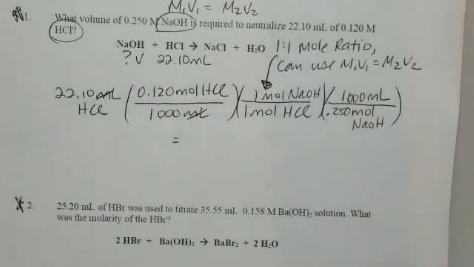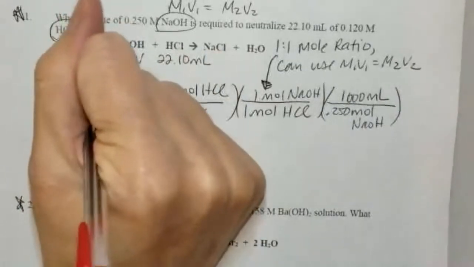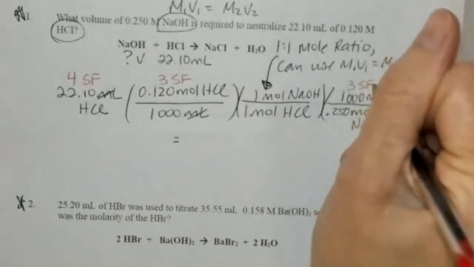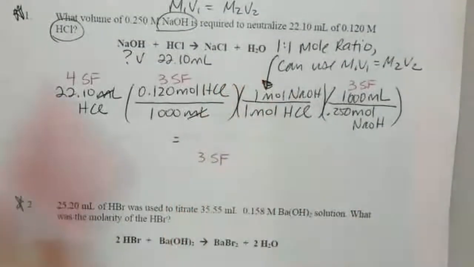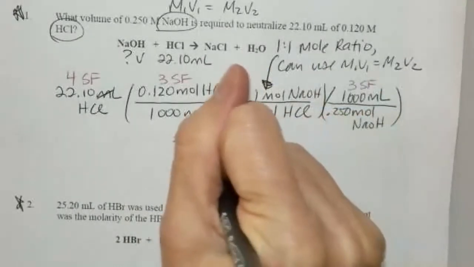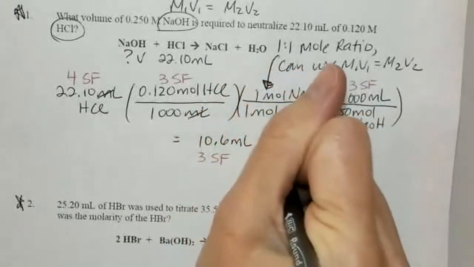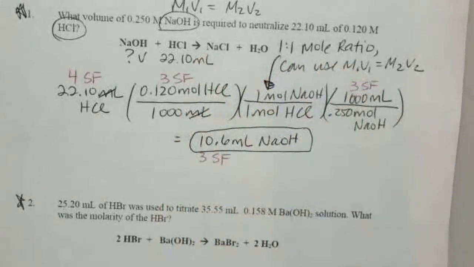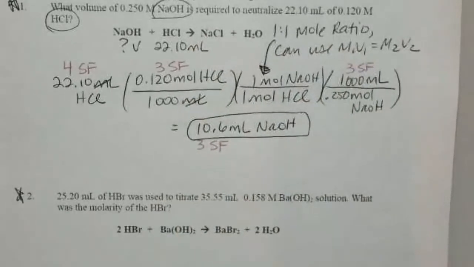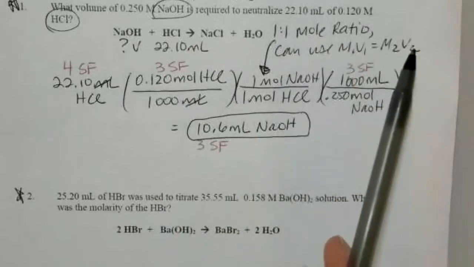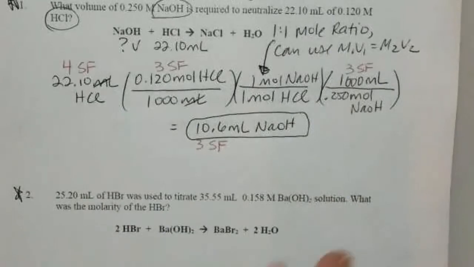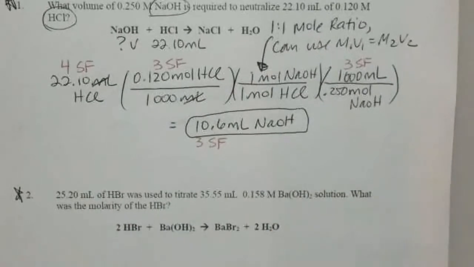And again, looking at three significant figures, because even though the volume starts out with 4, both of my molarities are only 3 sig figs. So my answer here could only be 3 sig figs. So I'm going to take 10.6 milliliters of my sodium hydroxide and react it with my 22.10 milliliters of HCl. So if you did plug this into M1V1 equals M2V2, where M2V2 would be the unknown, you would get the same answer.